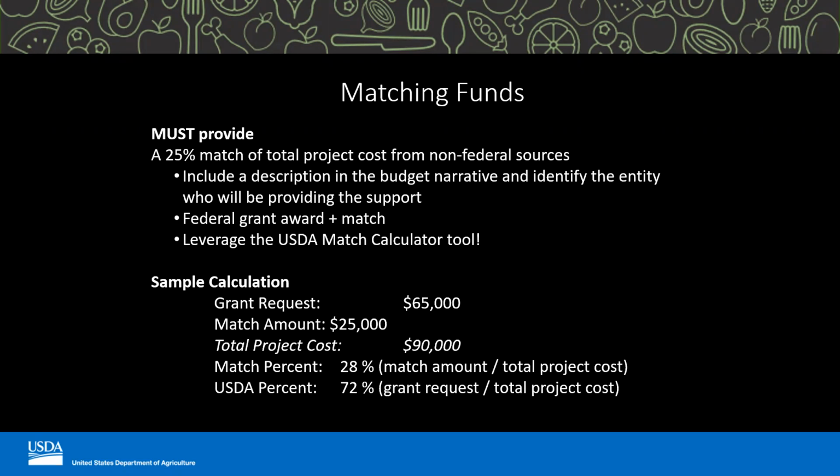Applicants are required to provide a match of no less than 25% of the total budget, and it can come only from non-federal sources. USDA will contribute no more than 75% of the total project cost. Therefore, the non-federal match must be at least 25% of the project cost. Failure to show evidence of matching support of at least 25% of the total budget will result in removal of an application from consideration for award.